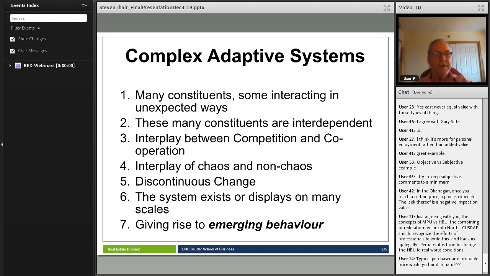So you'll recognize a lot of these statements have a lot to do with what's happening in James Graskamp's and my presentation of most probable use. Many constituents, some acting in unexpected ways, many of them independent. There's competition and cooperation. There's interplay of chaos and non-chaos. I haven't talked about discontinuous change, and I haven't talked about system displays on many levels. And it gives rise to an emerging behavior. For us appraisers, that would be the emerging land use that comes out of all this. So I came across this model of complex adaptive systems probably 5 years ago.